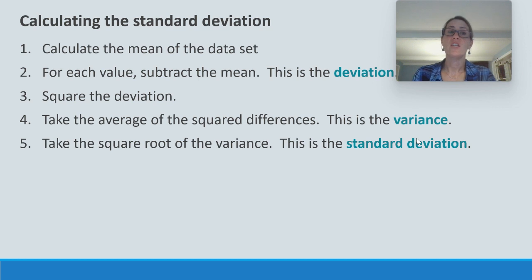So to calculate the standard deviation, first we need to calculate the mean of the data set. Then we're going to take each data value and subtract the mean from that value. That is called the deviation. We're going to square that deviation for each data value that we have now subtracted the mean from. And then we're going to average those squared differences. That's called the variance. We're going to take the square root of the variance, and that is the standard deviation. We've basically come up with a standard measure of how far away data is from the mean by doing all these subtractions, squaring, and then averaging and square rooting that number.